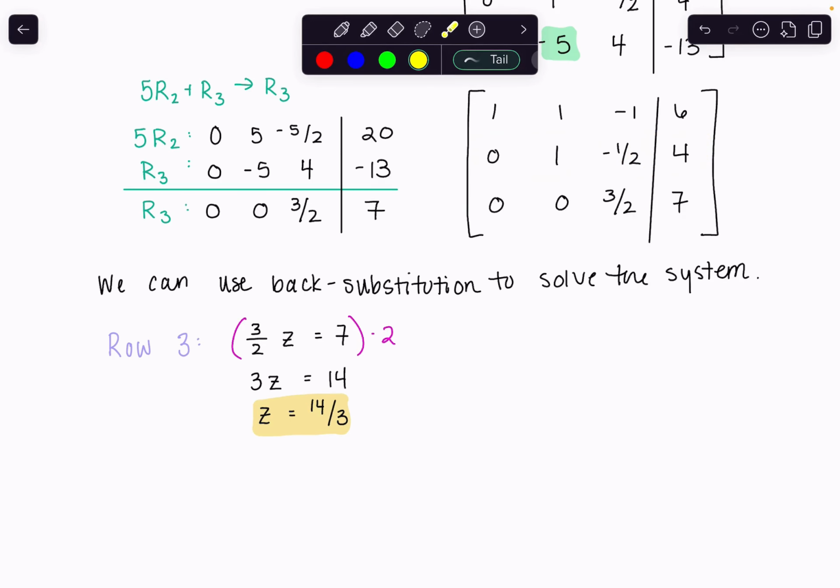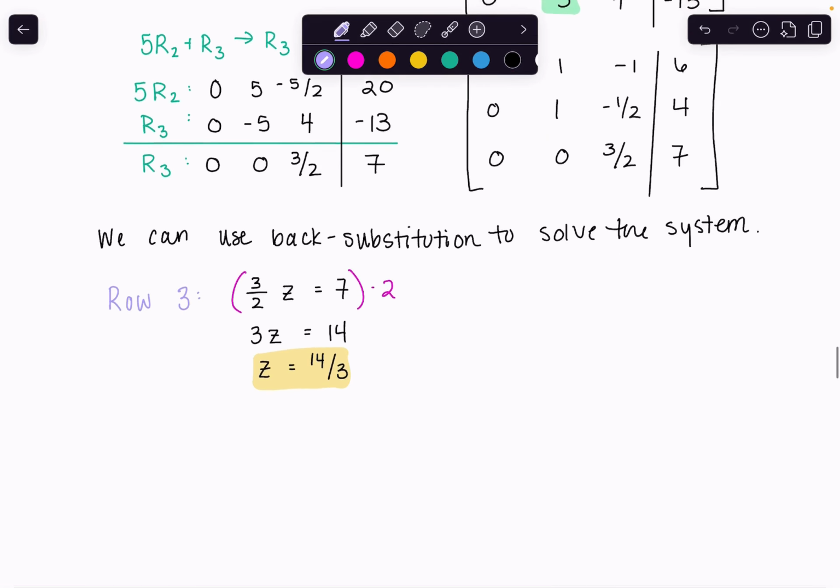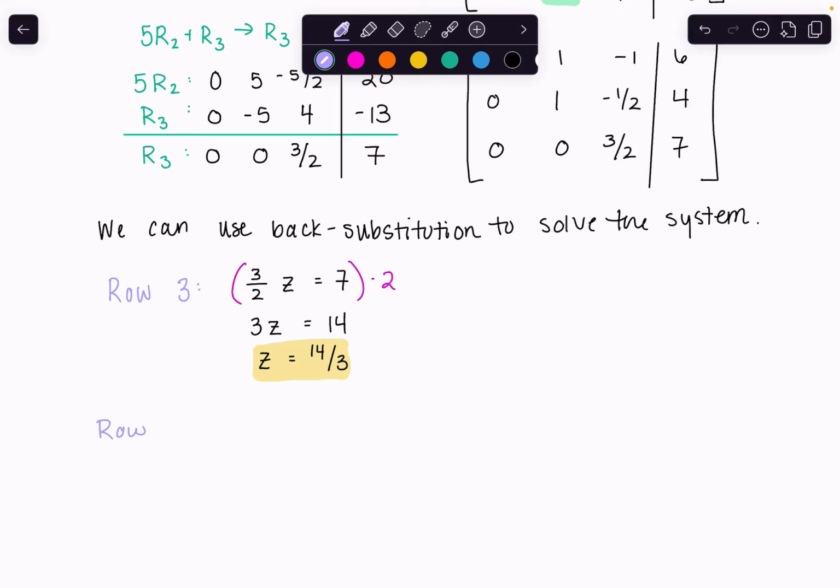But I know that. So now I utilize row 2, which tells me that y minus 1/2 z must equal 4. But I know what z equals, so I plug that value in, and now I just solve for y. So if we go ahead and multiply these two together, thankfully something nice happens. So 14 divided by 2 is 7. So this becomes y minus 7 over 3 is equal to 4.